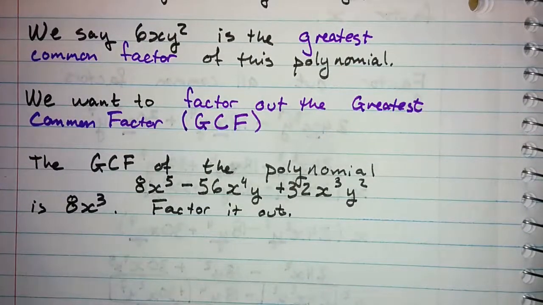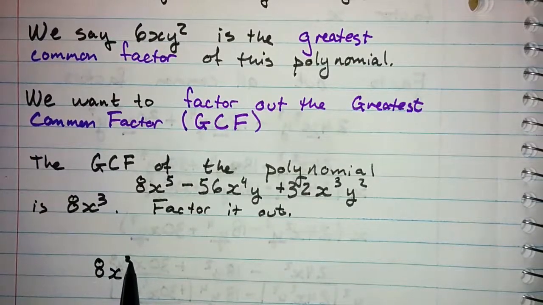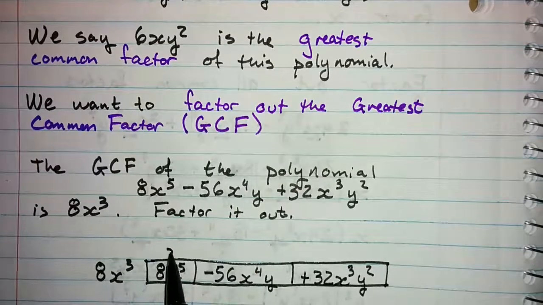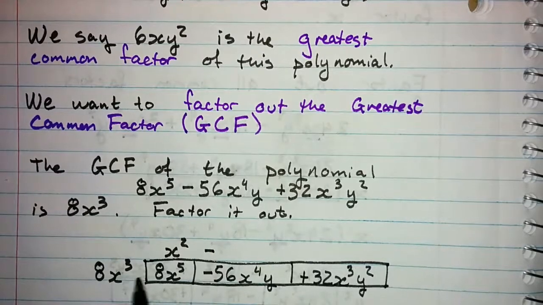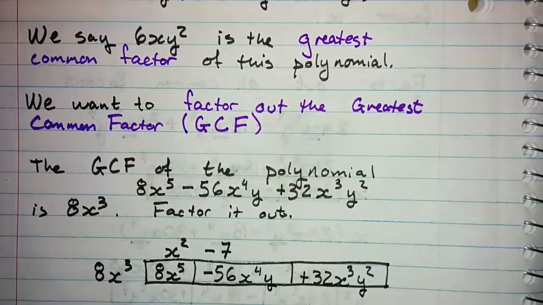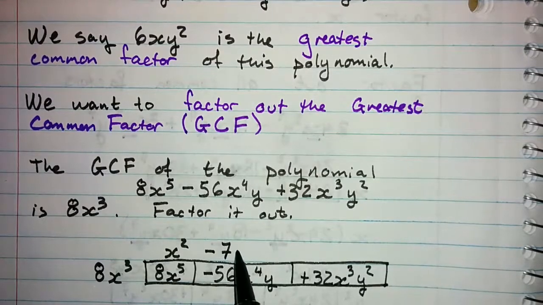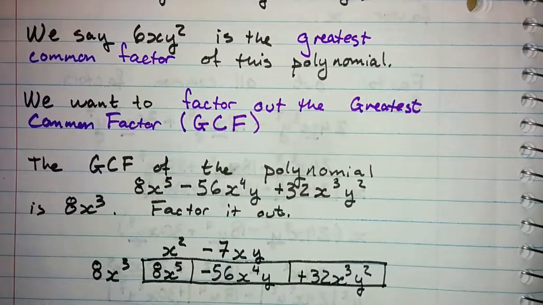All right, what we really need to do is divide by this thing we think is our greatest common factor. And so we'll ask ourselves, what times 8x cubed gives us 8x to the 5th? Well, it's just x squared. What times 8 gives us negative 56? It must be negative 7. What times x squared gives us x to the 4th? It's x to the 1st. And then what do we need to multiply by to get a y? There are no y's here, so we'll need to multiply by y.